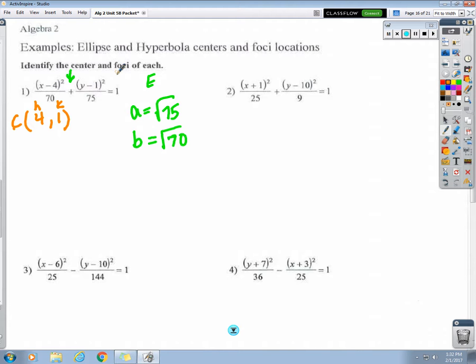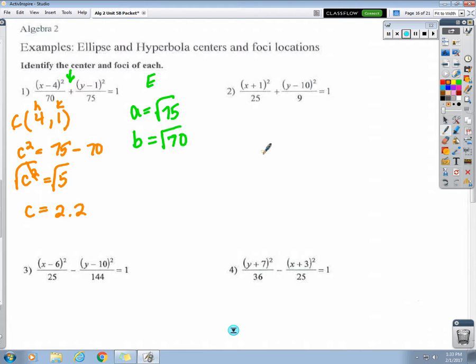Now we need to find the foci. For an ellipse, the foci equation is c squared equals a squared minus b squared. Okay? So, a squared, wouldn't a squared just go back to 75? And b squared, wouldn't it just take you right back to 70? So c squared equals, and so to find c, what do you do to both sides? Square root. And so c equals 2.2.